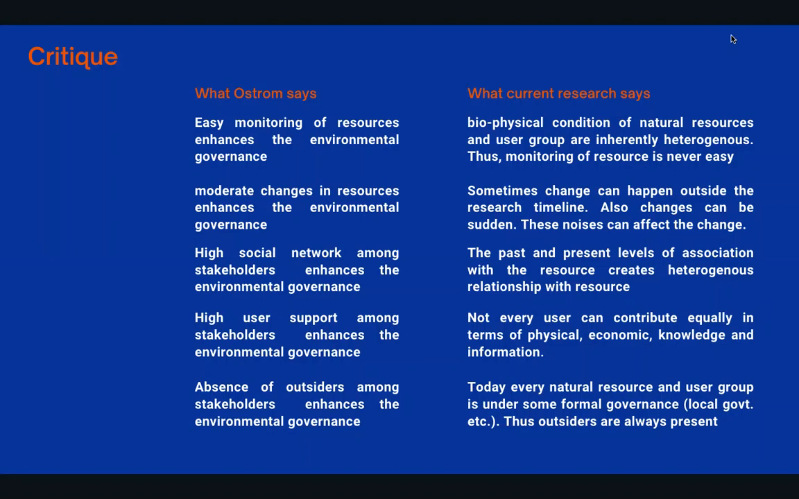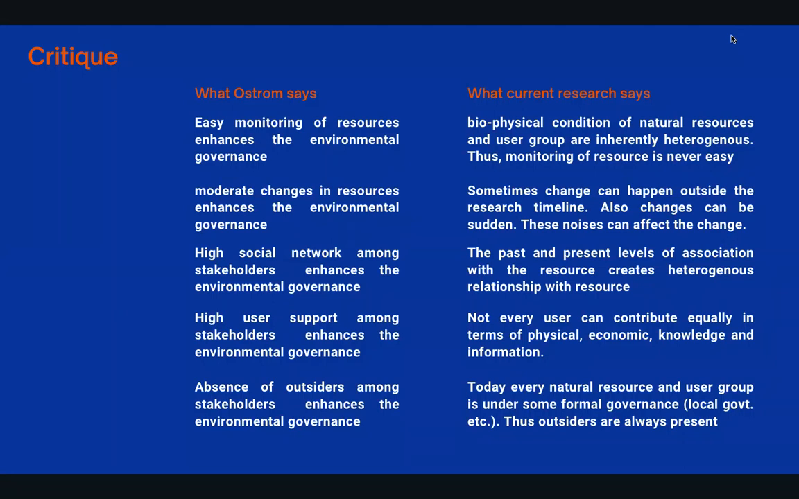Thirdly, high social network among the stakeholders enhances the environmental governance. But what I saw is that the past and present levels of association, as well as the socioeconomic background of the participants, create a heterogeneous relationship with the resource. Then, high user support among the stakeholders enhances the environmental governance. And here I saw that the user support can vary in terms of physical, economic, knowledge, and information. Therefore, it is not a uniform support altogether.